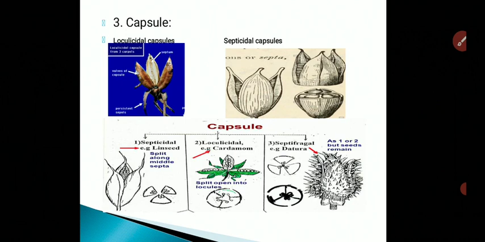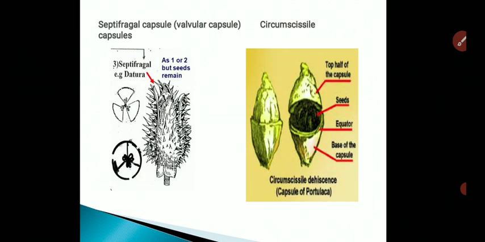Another type of capsule is the circumscissile type of capsule. Here, in this type, the capsule dehisces transversely and the upper part of the fruit separates like a lid, leaving the lower part like a cup with seeds. This type of fruit is called pyxis or pyxidium. For example, it is found in portulaca or celosia. So this is all about the dehiscent fruit.